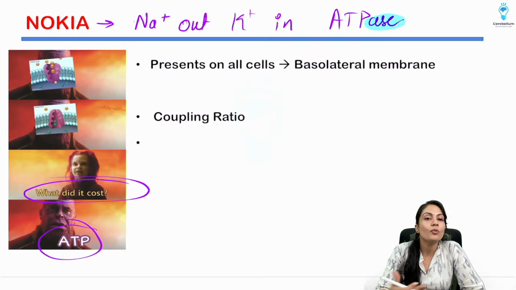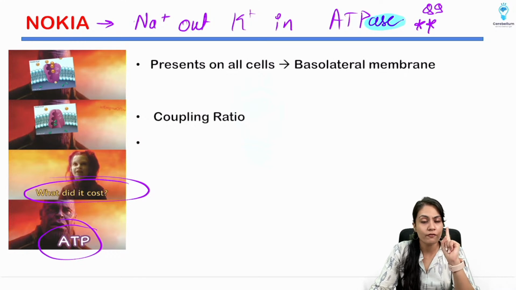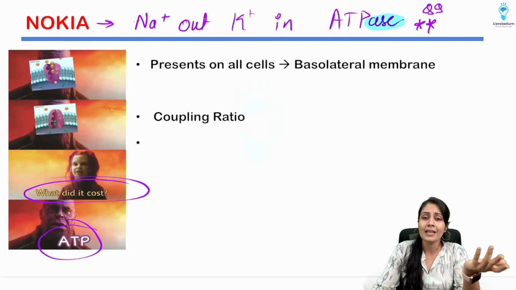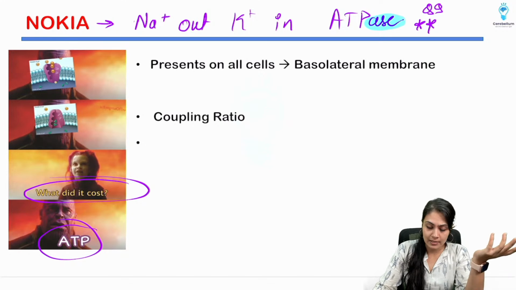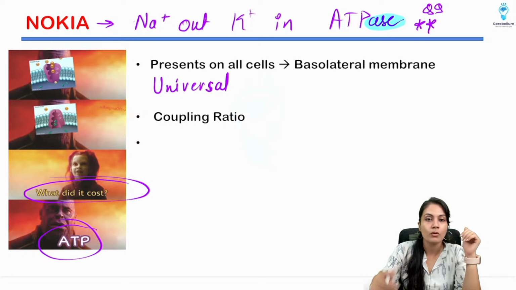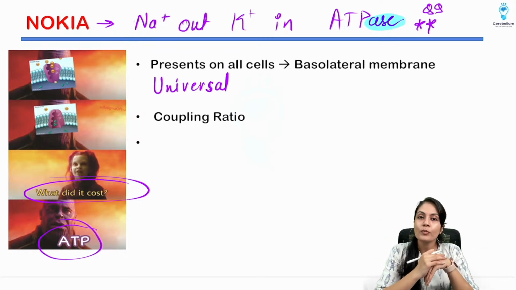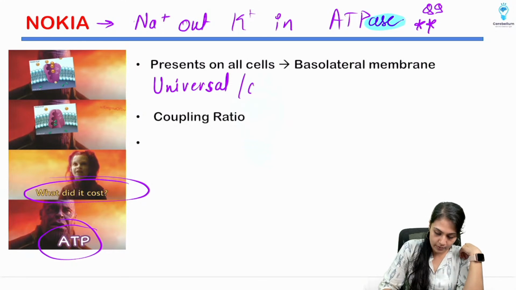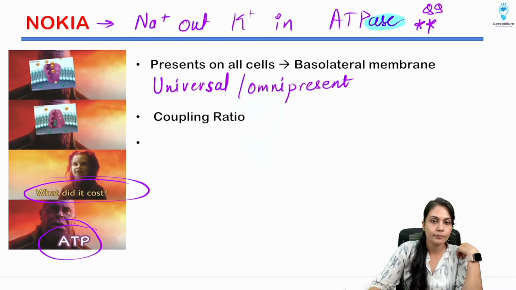So let's learn a few points about the sodium potassium ATPase. Remember, it comes as a short question also in all the university exams. If I have to write a few points, the first point you have to write is this is present in all the cells. Whatever cells are there in your body, this pump is going to be present in all of them. If something is present everywhere, we call it universal, or omnipresent, right?